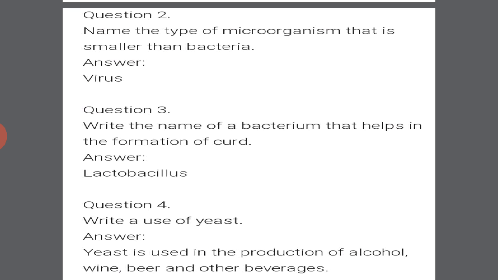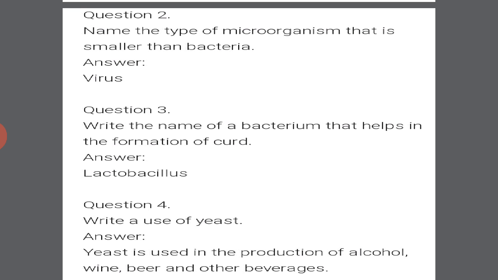Write the name of a bacterium that helps in the formation of curd. We already know the answer to this question. It is lactobacillus. I have given you the same question in your weekly test also. So let's discuss the next question.